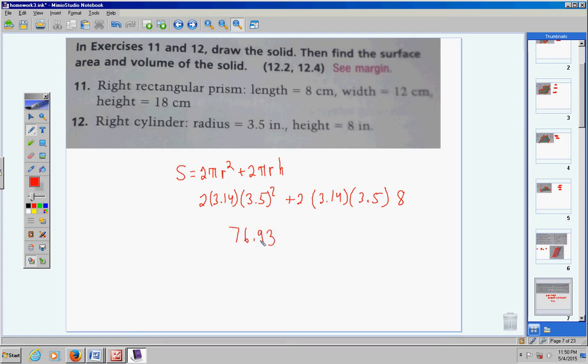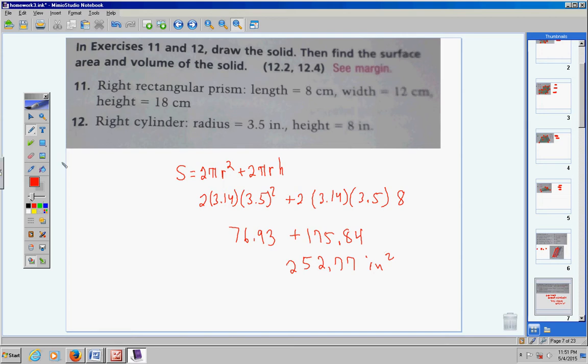And then 2 times 3.14 times 3.5 times 8 gives us 175.84. Alright, let's add these two numbers together. We're going to get 252.77. This is surface area, so inches squared. Alright, let me check the book real quick on that, make sure we did that correctly. And moving on, yes, that is correct.